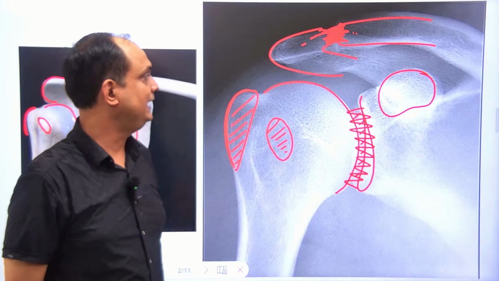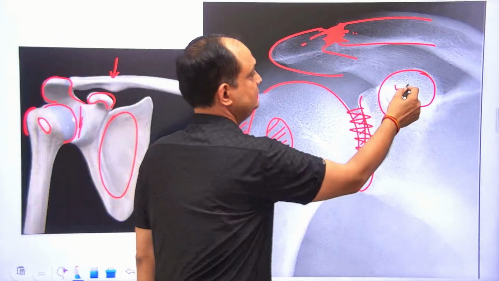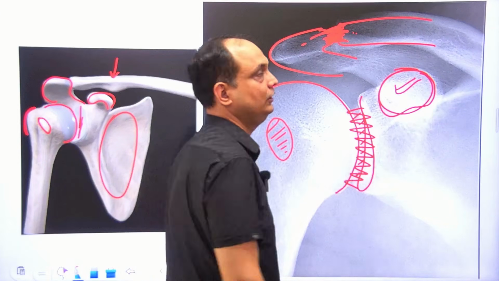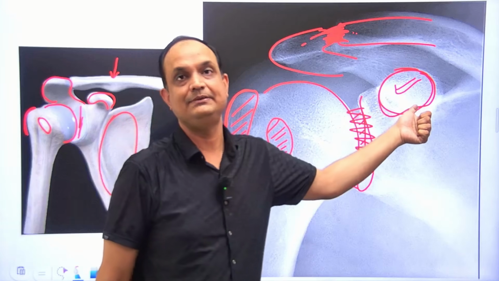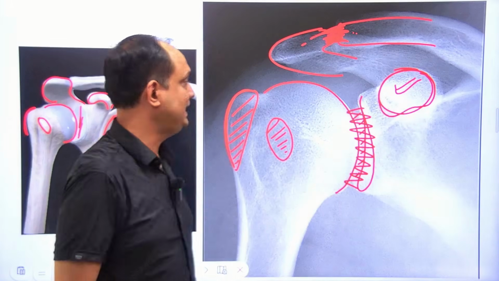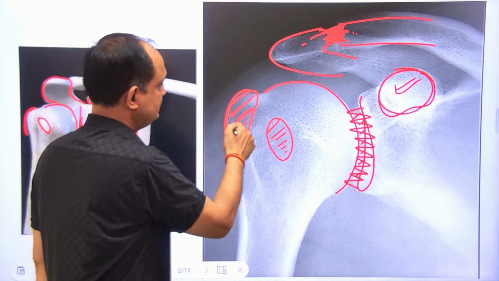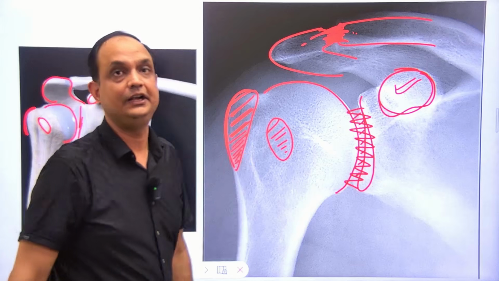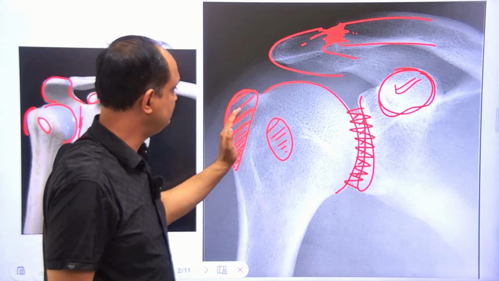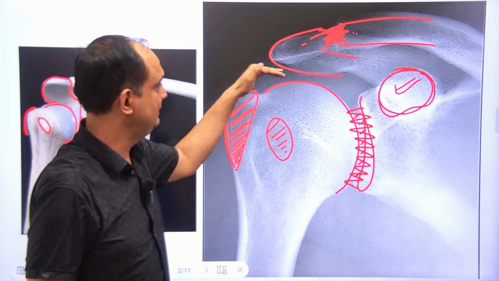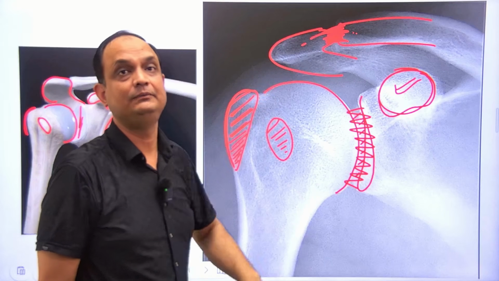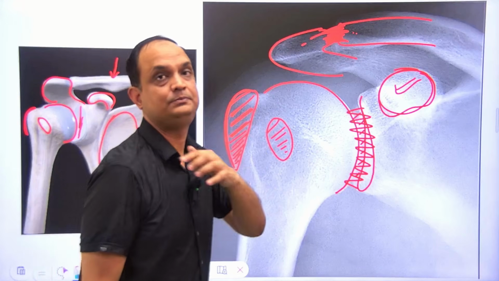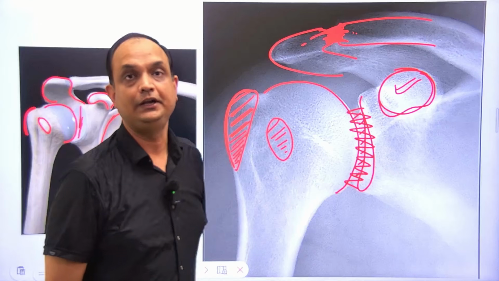Sometimes you may have the question, which muscle arises from this? This is the tip of the coracoid process, so you should reply that you have the short head of biceps and coracobrachialis. Sometimes you may be asked which muscle is attached on this greater tubercle, or on this part of the X-ray. You will have supraspinatus, the most prominent muscle attached on this part of your greater tubercle.